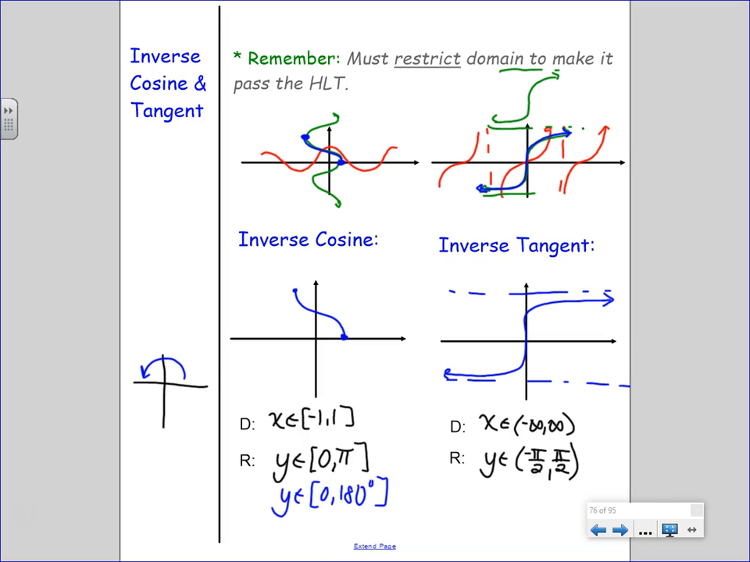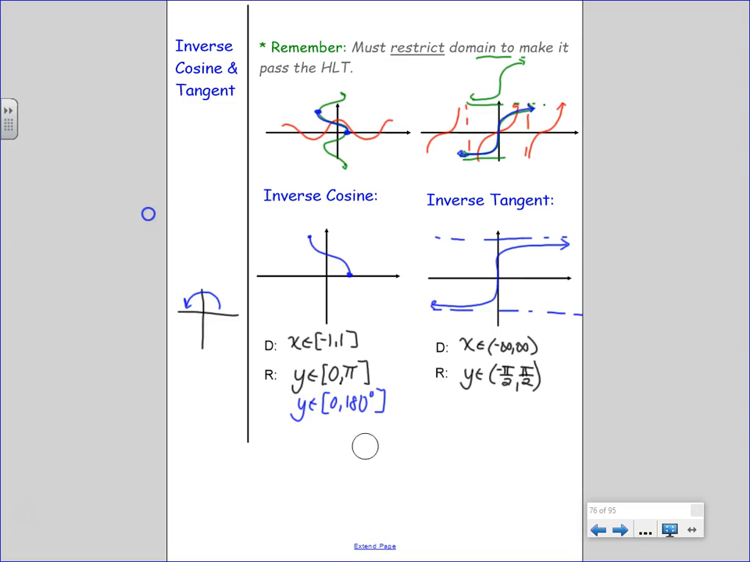But question, why is that open? That was why we had to cut down the original tangent, but why open? Why not closed? What's going on at those two? You can't touch them because they're vertical asymptotes. For my degree people, that would be between negative 90 and 90, right? For my visual unit circle people, we're still going fourth quadrant, first quadrant.